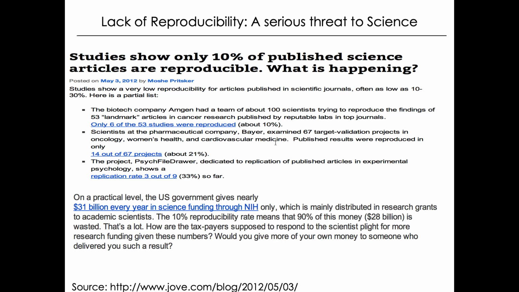And then this leads to a statement like this. This is from a blog which says the NIH in the US government gives about $30 billion a year through NIH funding, which is mainly distributed in grants. If a 10% reproducibility rate means that 90% of this money, 28 billion of 31, would be wasted. So this is, of course, not good. Then how are the taxpayers supposed to respond to the scientists applying for more research funding given these numbers? Would you give more money, of your own money, to someone who delivered such a result? This is a text from a blog that I copied out here. So this is clearly an issue that is in people's minds.